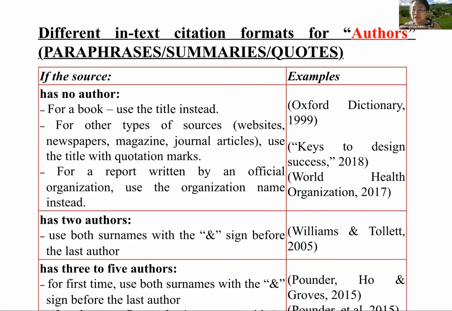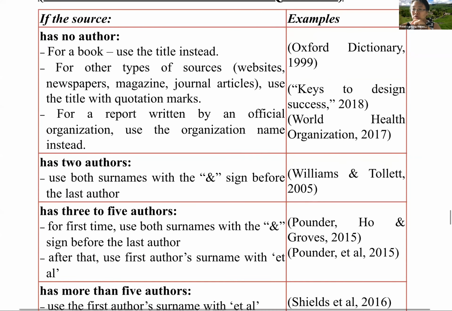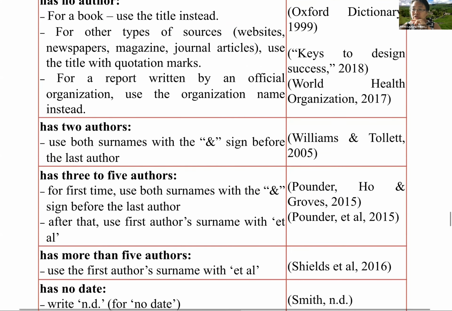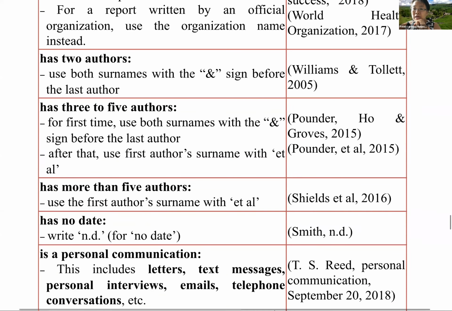If you saw something like, for example, Ningnan University, then you can use Ningnan University if you don't see any author's name, I mean. Two authors, same thing, put down two using the ampersand. Ampersand is short form for "and". What about three to five?